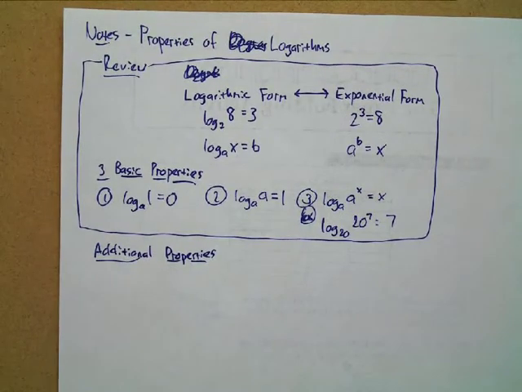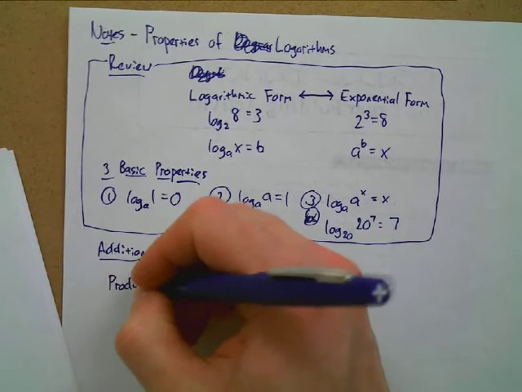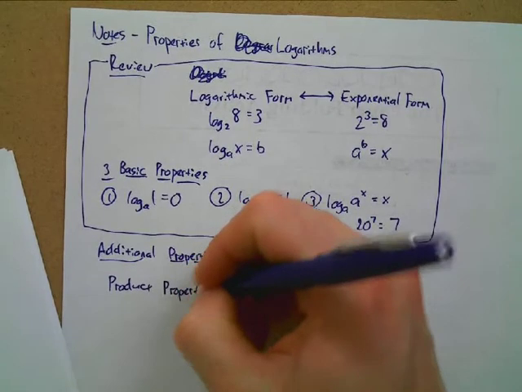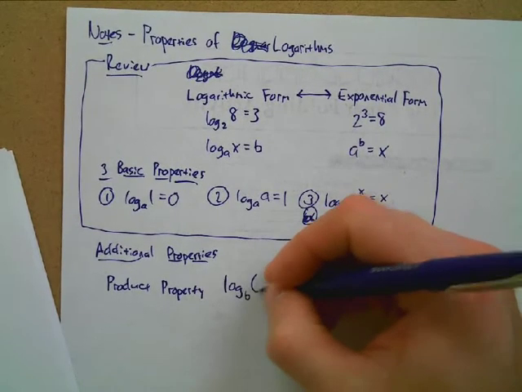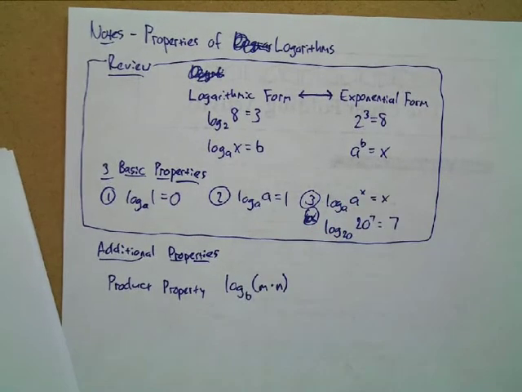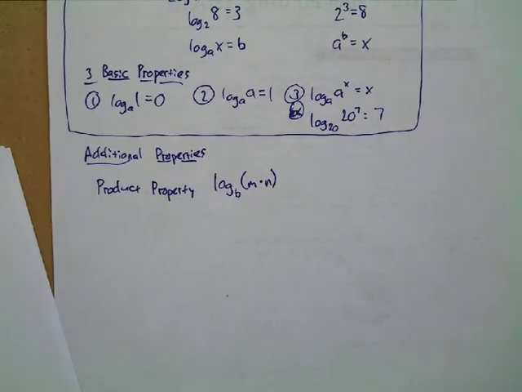First we have what I'll call the product property. You don't need to know the names. You just need to know what to do. Log base b of m times n. So why do we call it the product property? Well, because we have a product inside of our logarithm there.